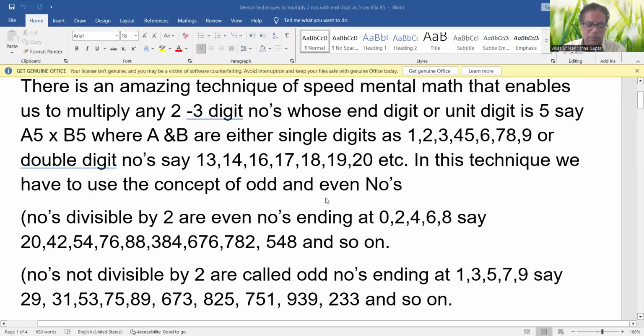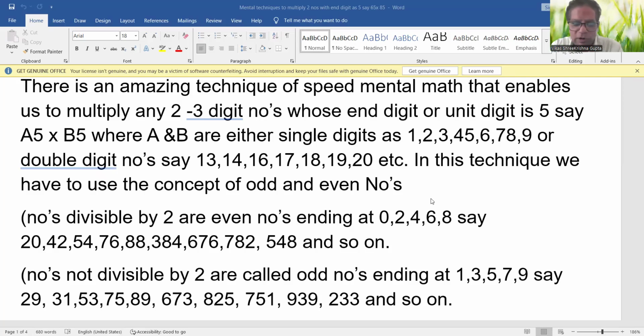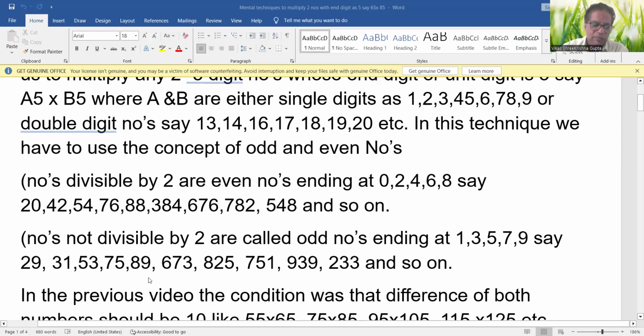Here I'm going to use the concept of odd and even numbers. What is an odd number? An odd number is one which is not divisible by 2. That number ends with 1, 3, 5, 7, 9. For example, the numbers 29, 31, 53, 75, 89, 673, 825, and so on. They are all ending with the digits 9, 1, 3, 5, 7, so they are all odd numbers.